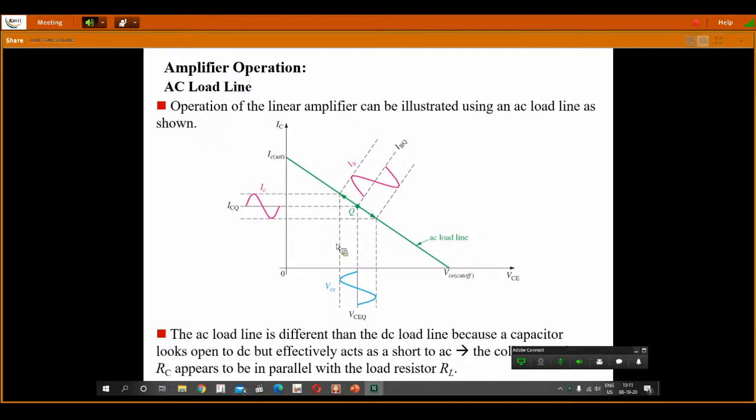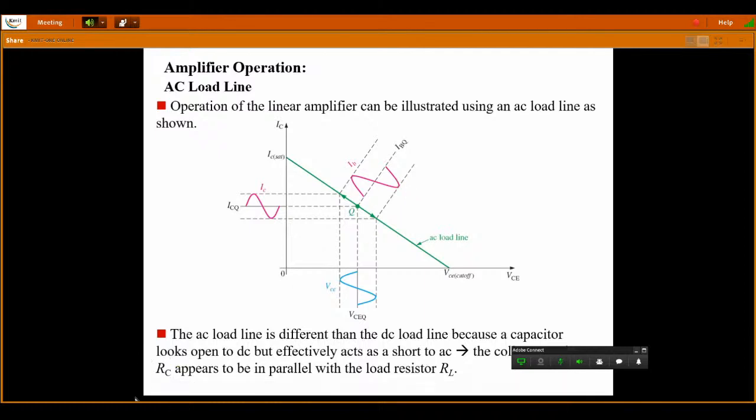So this is your AC signal. Everybody look here. The AC signal is superimposed on the input signal. When it is superimposed, the amount of current flowing through the base is IB. This is the quiescent value of the base current due to the DC, and this is your collector current.